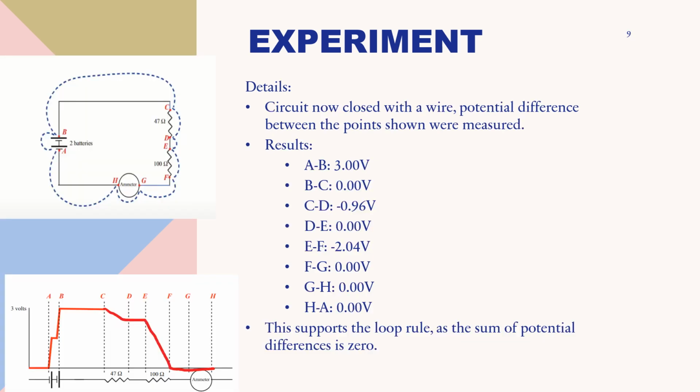After closing the circuit with a wire instead of the previous voltmeter, the potential difference between the points shown in this diagram on the left were measured. The results are as follows, and these were then put into this little line graph shown here in the bottom left, and this does support the loop rule, as the sum of potential differences from A through H is 0.